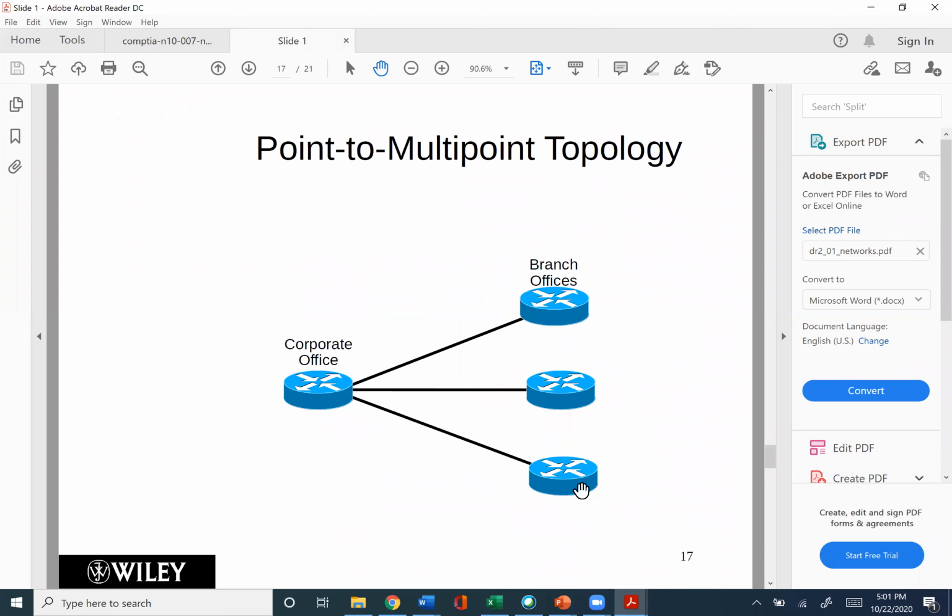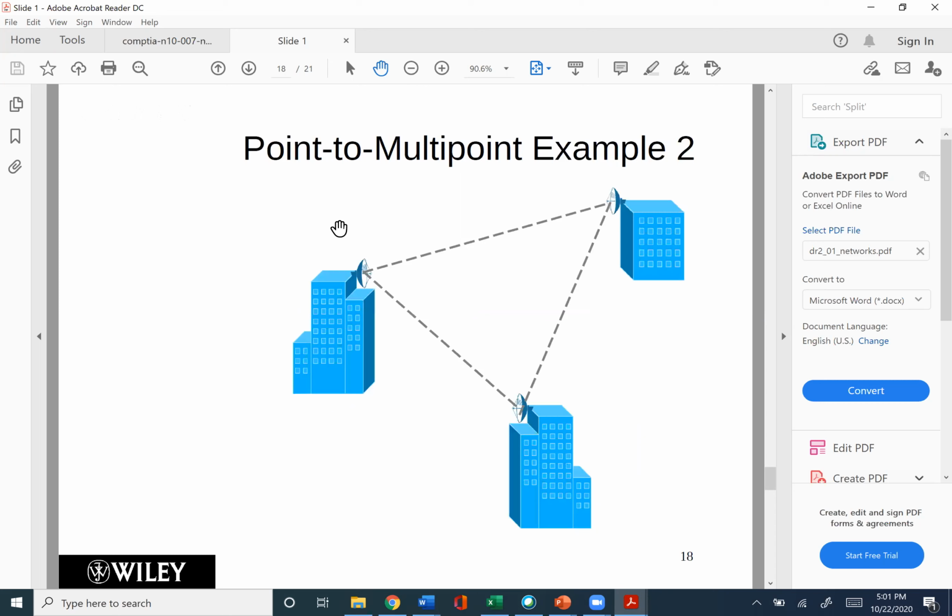Point to multipoint. It's a one-to-many relationship. This is the corporation and then multiple branches of the office. When you see point to point, it's a one-to-one relationship. When you see point to multipoint, it's a one-to-many relationship.